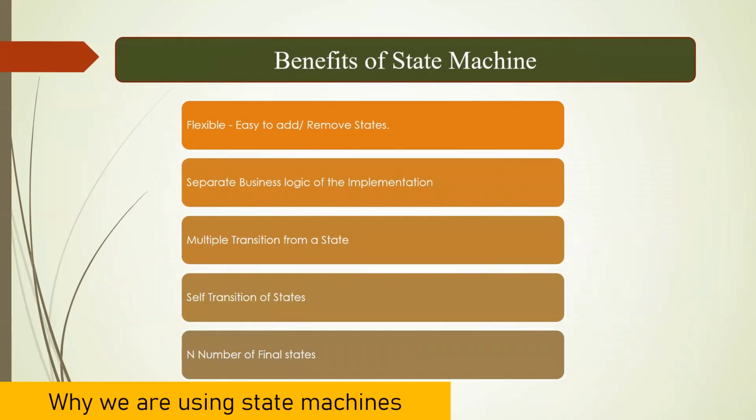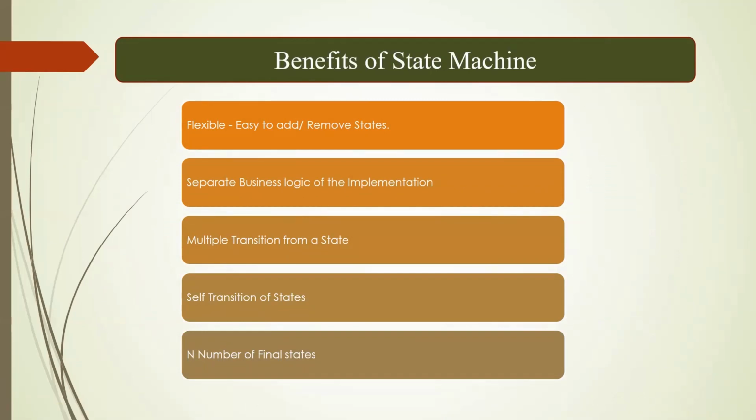Why exactly are we using a state machine? First of all, it is easy to add and remove states. There is a separate business logic. We can actually separate the business and the system logic. We can have self transition, and we can have n number of final states. Again, all of these slides I am taking from that video only, so you can refer to that, and that will give you clarity about what I am talking about.